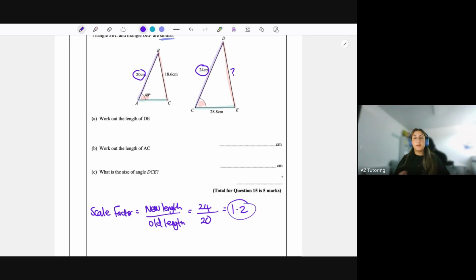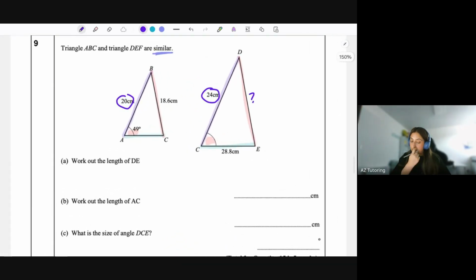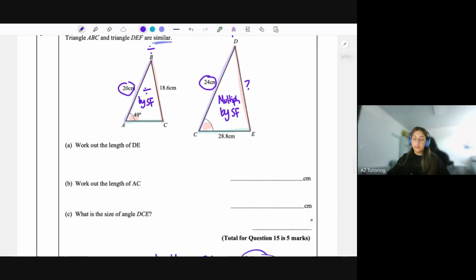So you can see I've got my scale factor, and then using that, I can work out the length of any shape. Another thing to remember, when you're working out the length of the bigger shape, you always multiply by the scale factor. When you're working out the length of the smaller shape, you divide by the scale factor. So just remember that, multiply when you're finding the lengths of the bigger shape, and you divide when you're finding the length of the smaller shape.